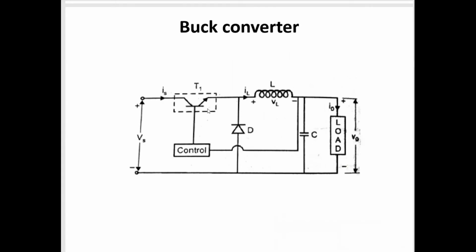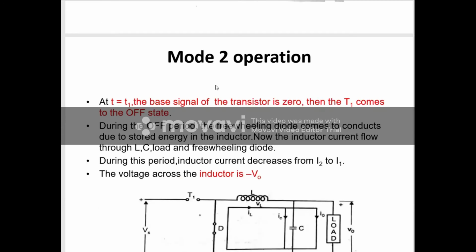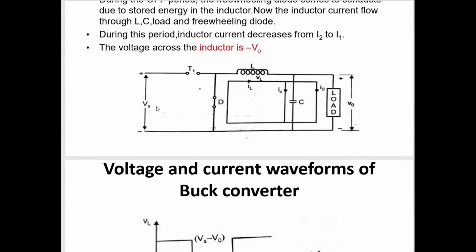Okay, but this transistor will act as an open circuit. The equivalent diagram shows this transistor gets open circuit. Open circuit means there is no connection between the input and output. Correct? There is no connection between the input and output.